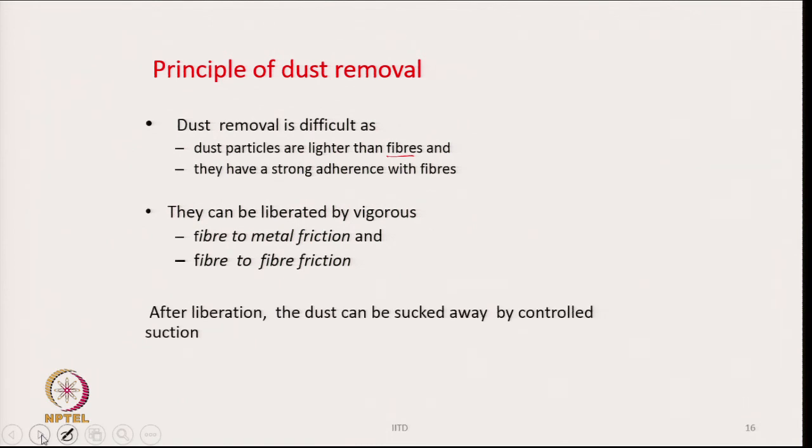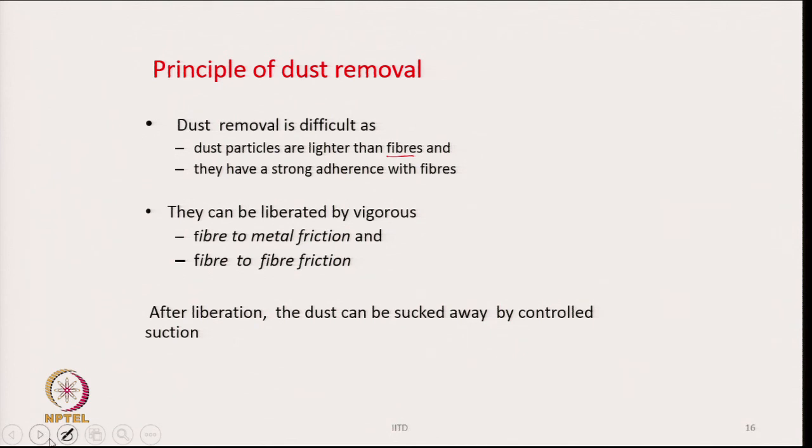You should remember that when there is a very strong fiber to metal friction, or wherever there is fiber to fiber friction, the fine dust particles will be liberated. So, we have some machines where the fiber to metal friction or fiber to fiber friction is very intense, and in those machines a lot of dust particles will be liberated, and we can remove them. After liberation, the dust can be sucked away by controlled suction.